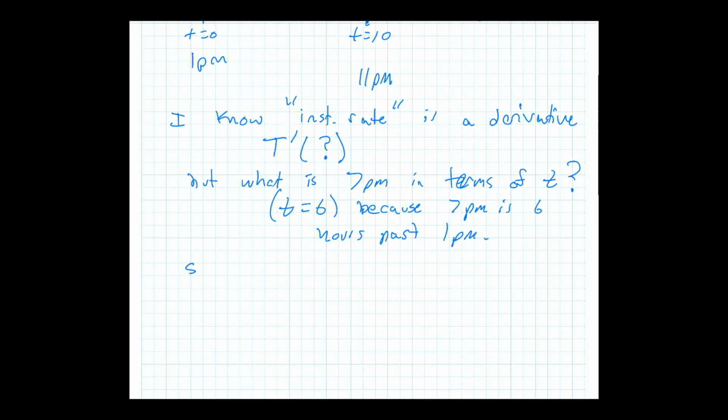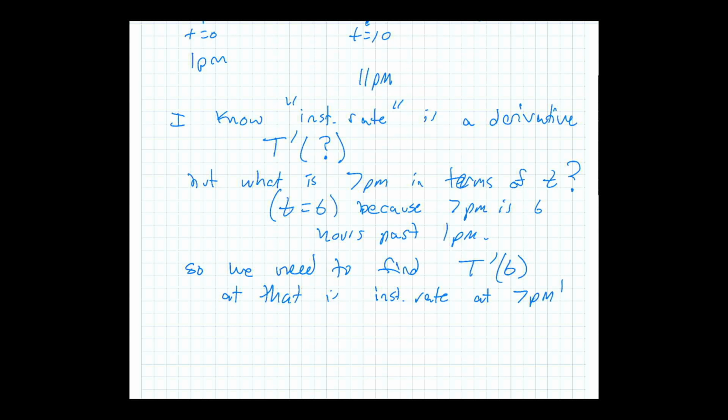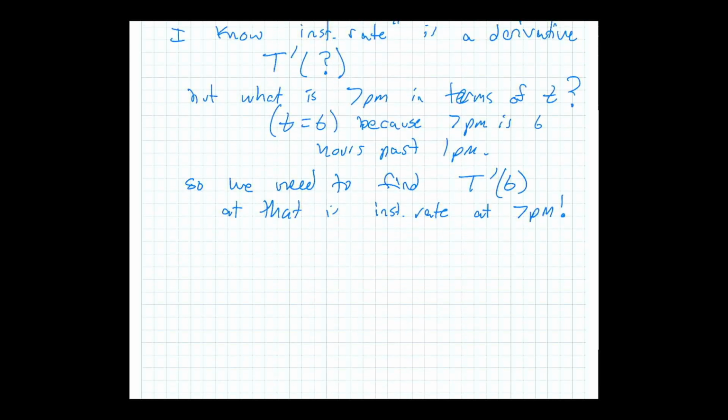Okay, so what we're looking for is this. So we need to find capital T prime of 6. And that will be our answer. That is the instantaneous rate at 7 p.m. Okay, so we're looking for capital T prime of 6. And we're going to use the definition of the derivative, the one with the limit. So we use the definition of the derivative. Or again, if you're in section 3.3 already, you could do the power rule, and that's okay.